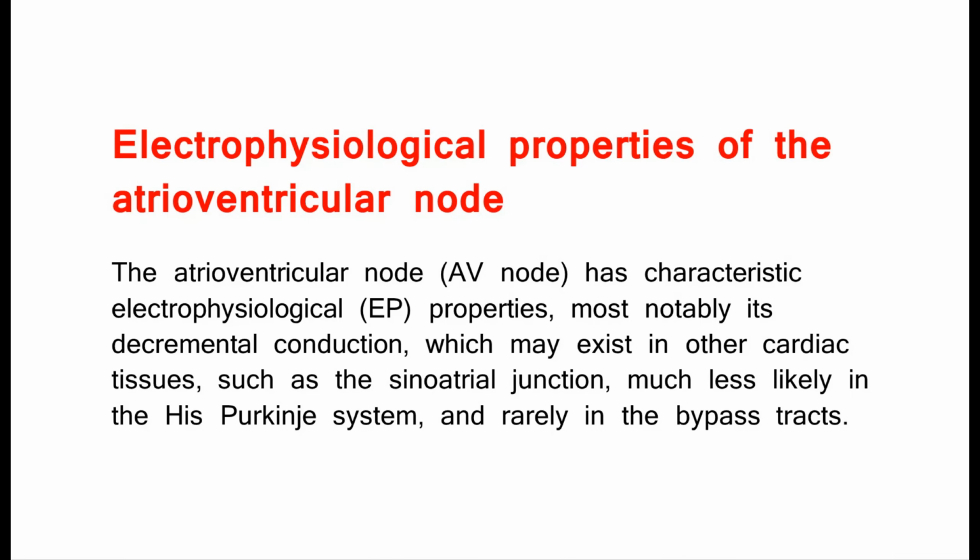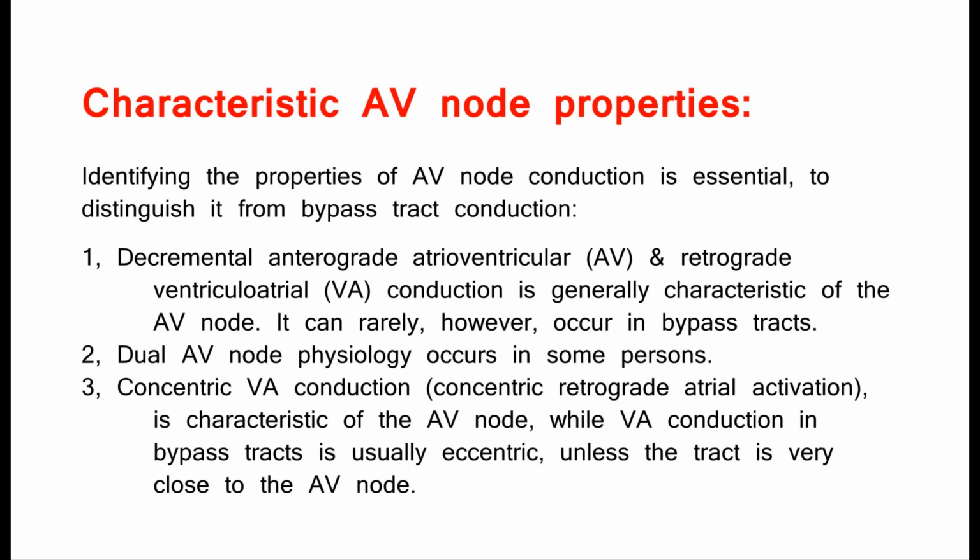Electrophysiological properties of the atrioventricular node. The atrioventricular node, AV node, has characteristic electrophysiological, EP, properties, most notably its decremental conduction, which may exist in other cardiac tissues, such as the sinoatrial junction, much less likely in the His-Purkinje system, and rarely in the bypass tracts. Characteristic AV node properties. Identifying the properties of AV node conduction is essential, to distinguish it from bypass tract conduction.